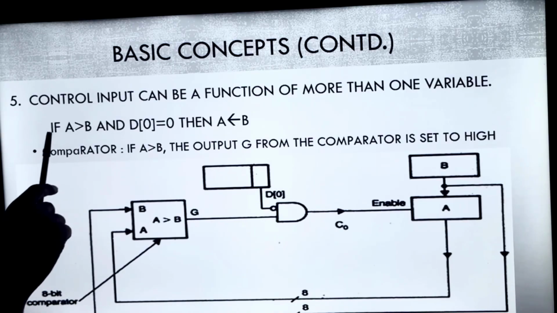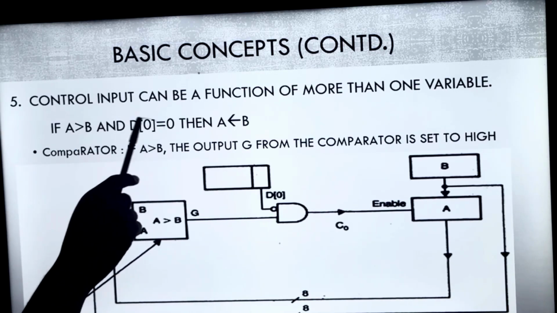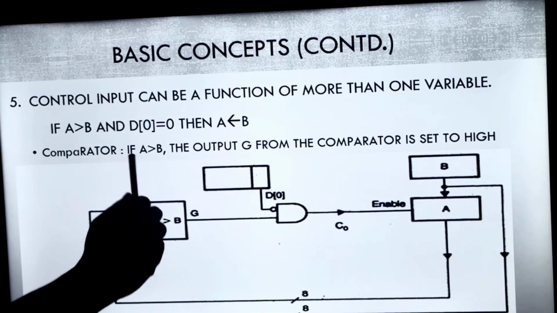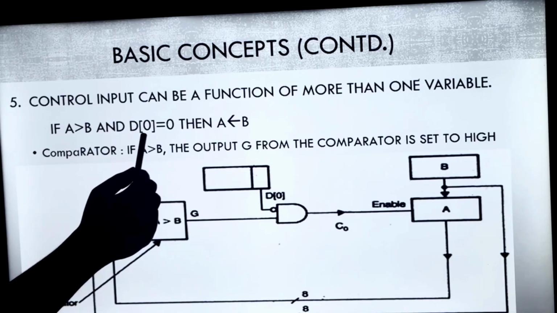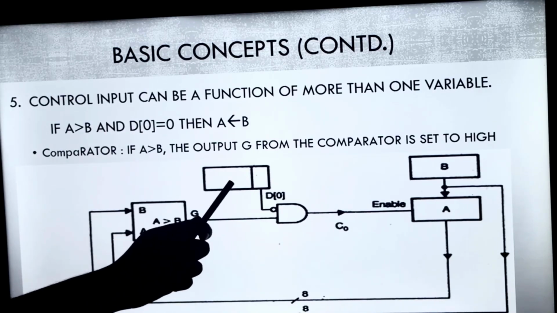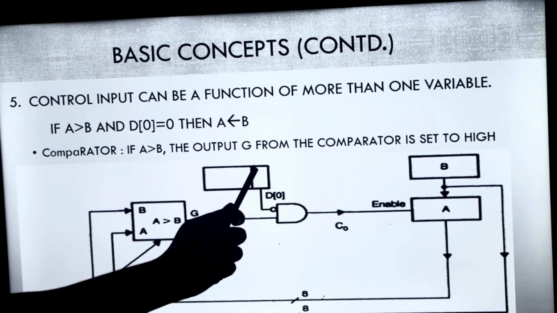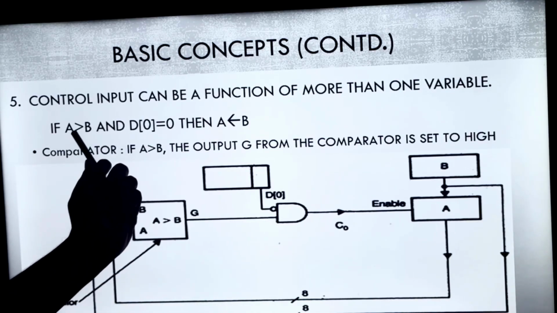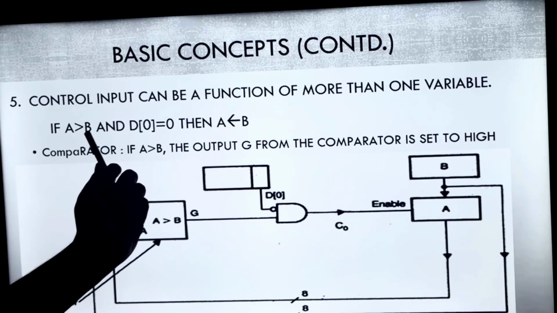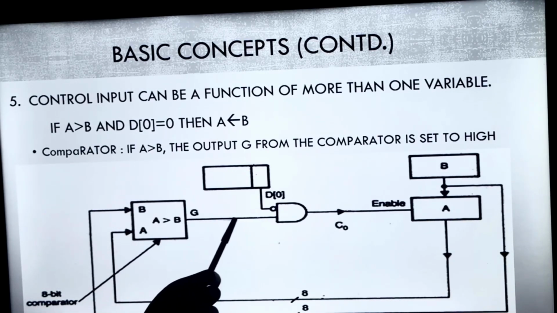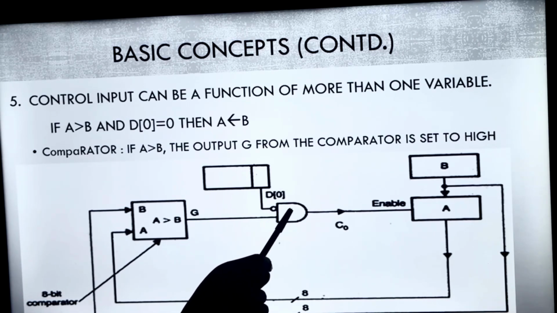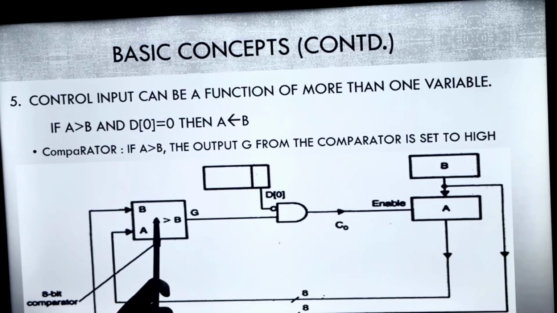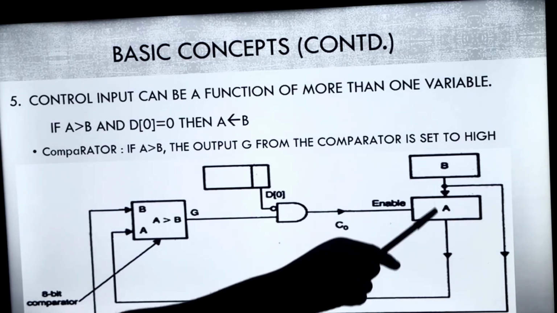But this is not the only condition I have. I have one more condition, which is D naught equals to 0. From this notation, I understand that D is a register, and the position number 0 or bit number 0 should be 0. So D naught should be 0, and A greater than B should be true. Then only it will work, right? So this output line, and from D naught one output line, I put as inputs to an AND gate. If both are true, the output will be 1, and only then it will happen.